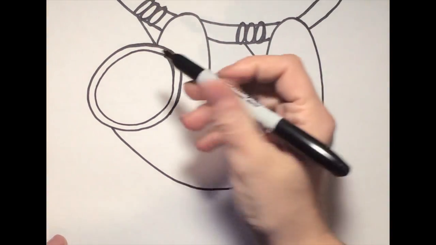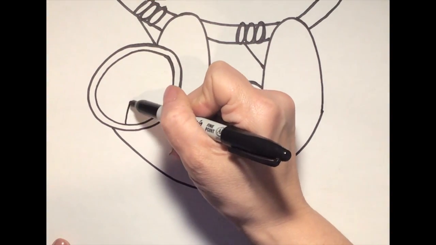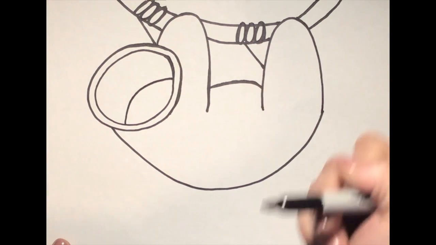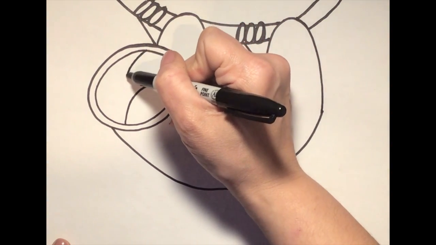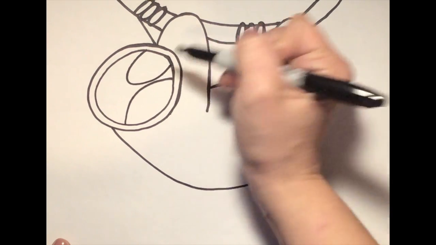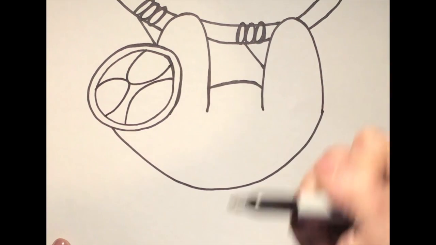For step number 10, we're going to start at the bottom and we're going to do a little curved line there. And then we're going to start on the edge and we're going to give 2 here. 1 and 2.